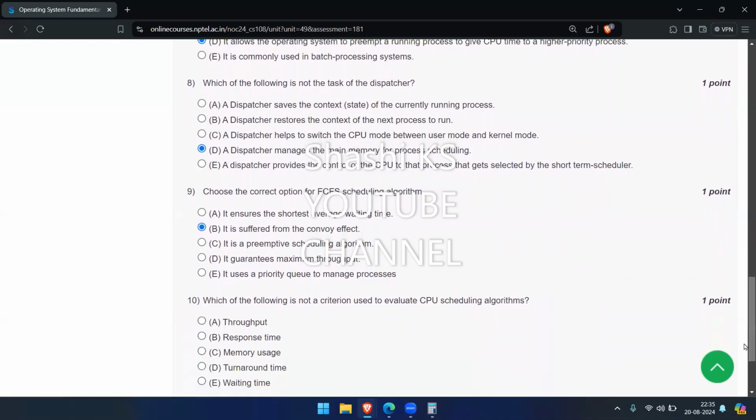Next question, which of the following is not a criterion to evaluate CPU scheduling algorithms? Throughput, response time, memory usage, turnaround time, and waiting time. The CPU scheduling criteria are throughput, turnaround time, CPU utilization, waiting time, and response time. So memory usage is not a criterion to evaluate CPU scheduling algorithms.